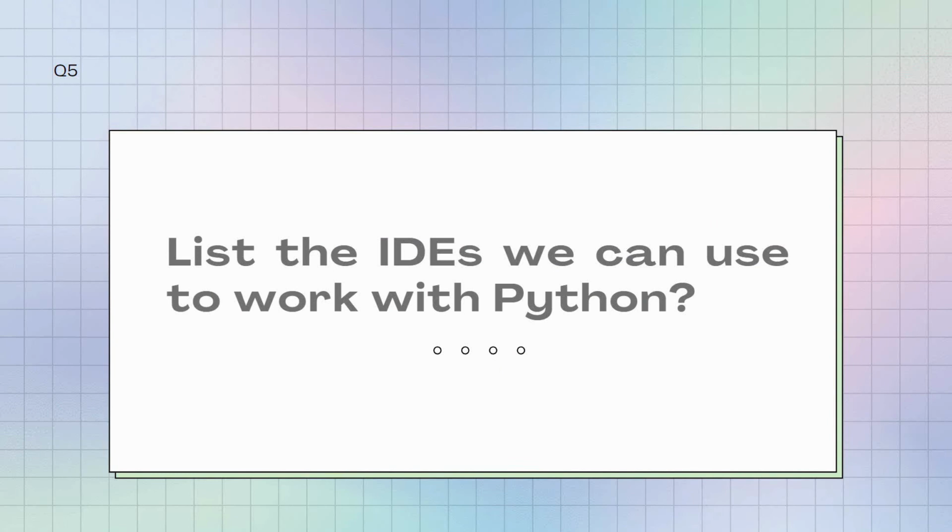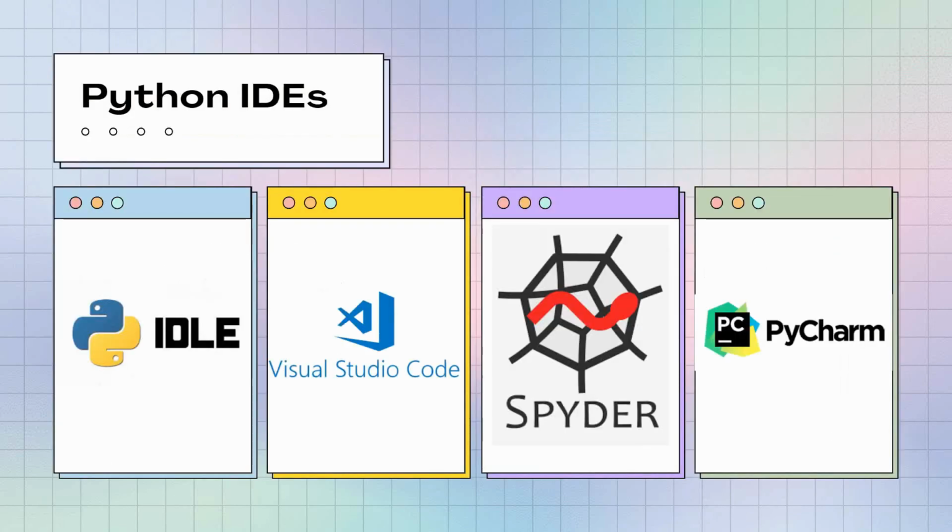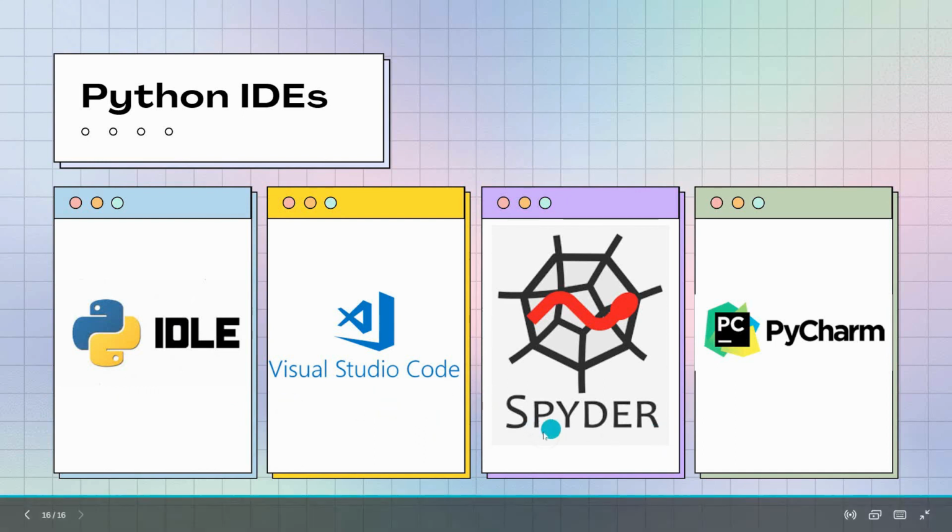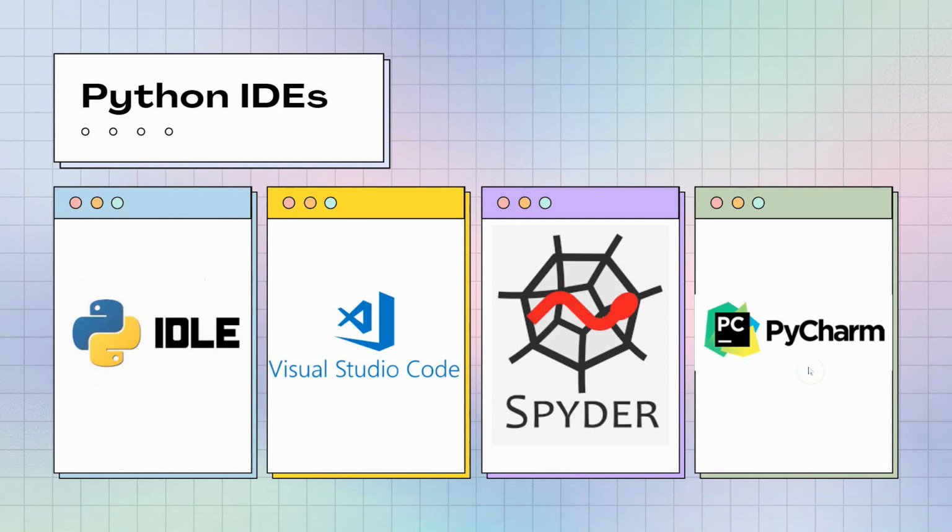Coming to the last question in this video, list out some of the IDEs we can use to work with Python. Here I have mentioned the most popular 4 IDEs. The first one is IDLE, which is the default IDE available with Python. The second one is VS Code. The third one is Spyder. And the fourth one is PyCharm. In addition to these, we have Atom, and also we have Jupyter Notebook, etc. Based on our requirement and convenience, we can use one of these IDEs to work with Python.